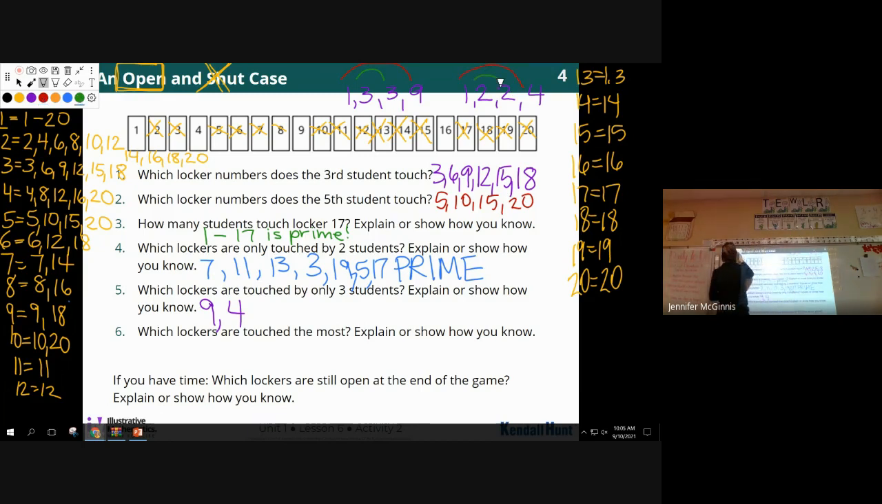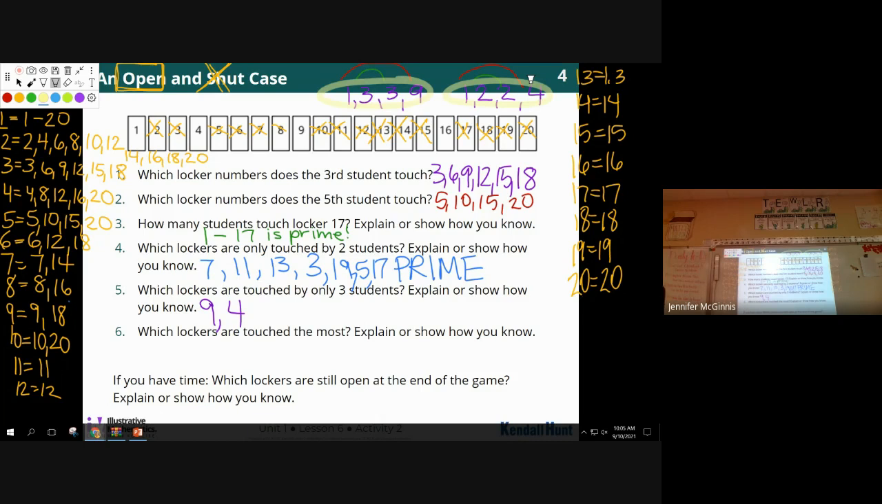Look at this. Oh, I am not ready to be done yet. Schedule. Get out of here. Look here at these numbers. See how they have this middle part? You multiply something times itself to get the answer? Cool. I get it. Let's talk about number 6. Which lockers are touched the most?